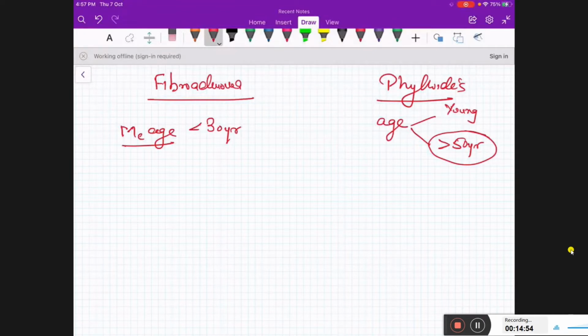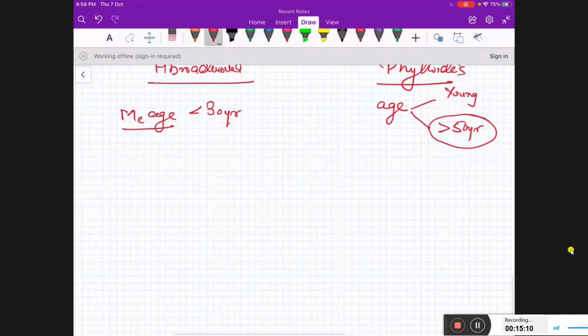So if age more than 50 years is there, then we have a clue that probably it is a phyllodes tumor. But if age is less than 30 years, we will not be able to figure out unless we have findings which are suggestive of a phyllodes tumor or a fibroadenoma told to us. So age less than 30 years may not be a clue in a given question. Understood what I said?